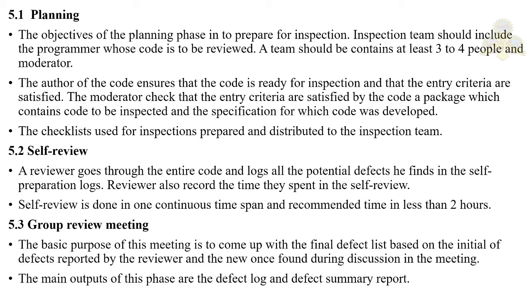Now your inspection team should contain a minimum of 3 people, and sometimes it contains 4 to 5 people as well. Among these people, the programmer whose code will be inspected should be present. He is the author of that code, right? Then among them, a moderator is appointed. The moderator is the one who drives the meeting. He has the responsibility of the meeting. Now the author of the code ensures that the code is ready for the inspection. So how does he ensure that the code is ready for inspection? He has to check whether the entry criteria for the review are satisfied.